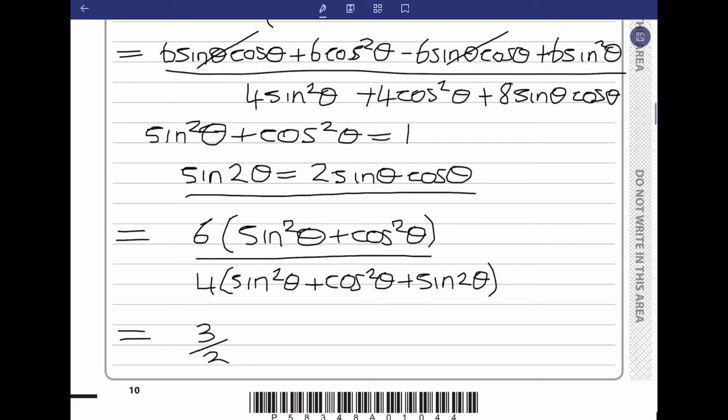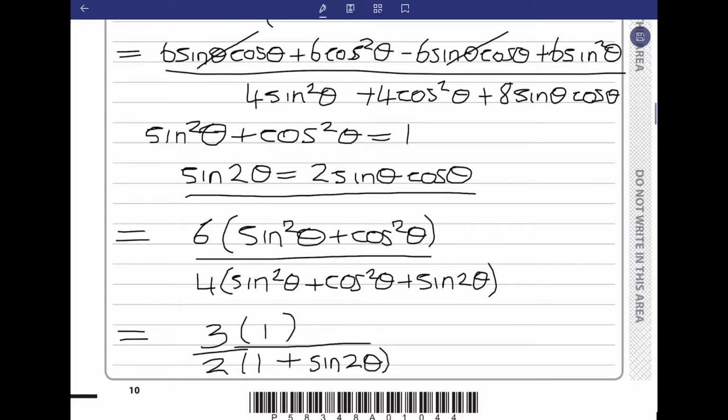Sorry, I shouldn't write it like that yet. Just keep it as it was for now. 3 over 2. We have a 1 on the top. So this is really bad notation, but I'm just trying to make it nice and simple. And then we have a 1 plus sine 2 theta.